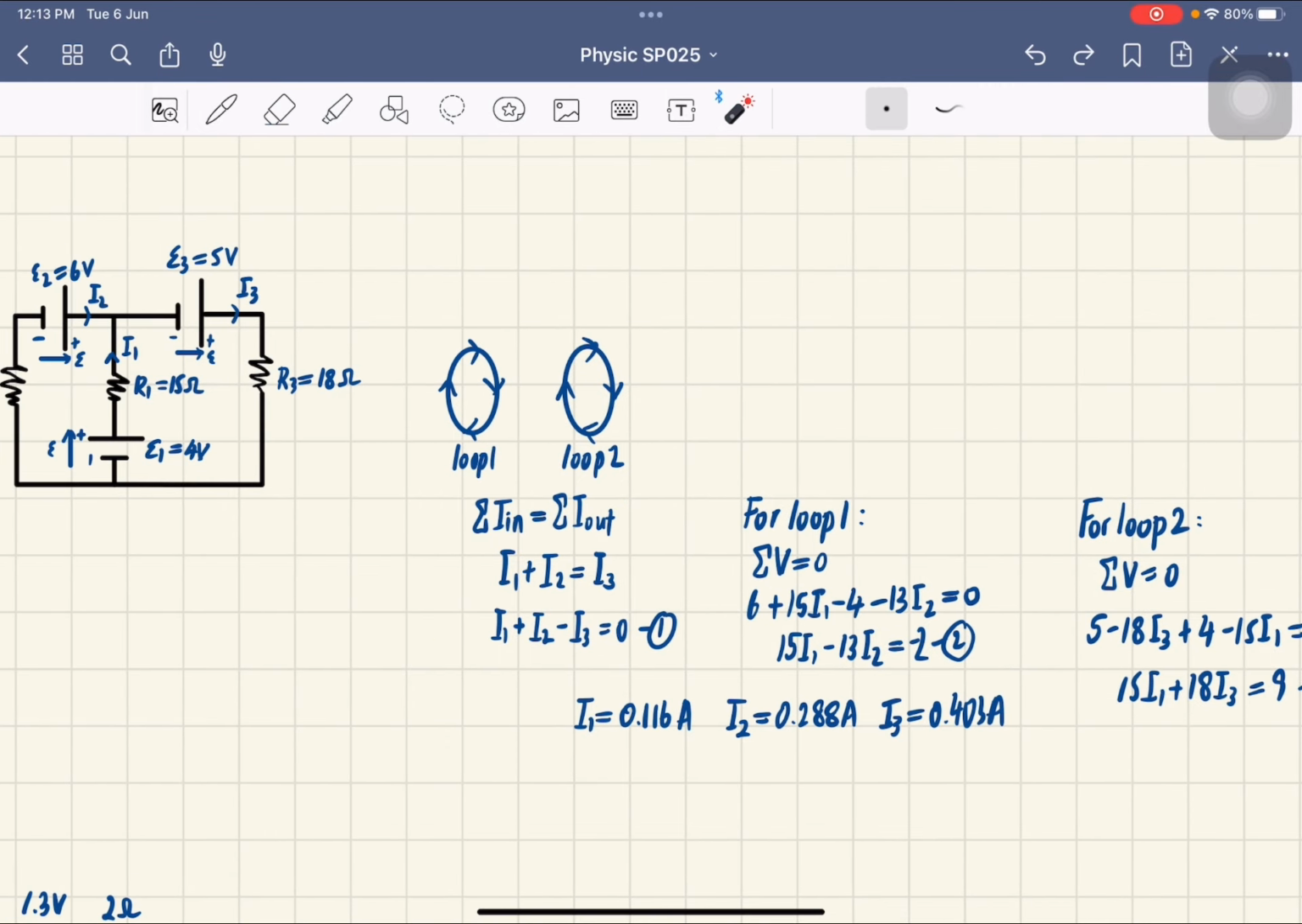Then the last resistor of loop 2 is the first resistor. The current that passes through the first resistor is the same as the loop direction, so we will get positive 15 I1.